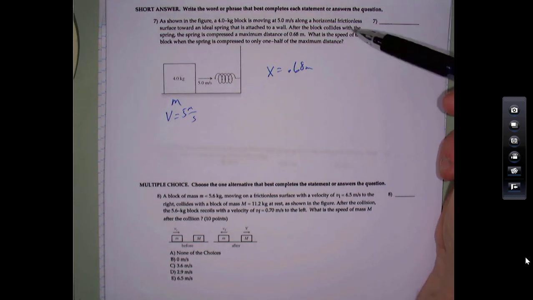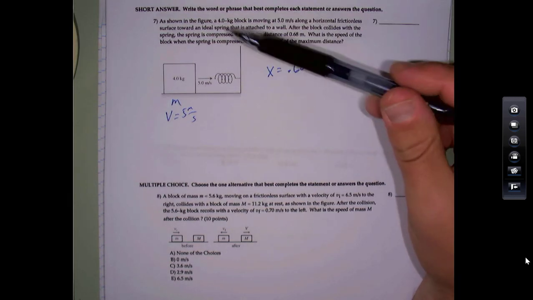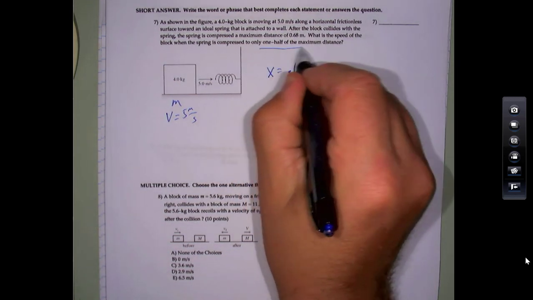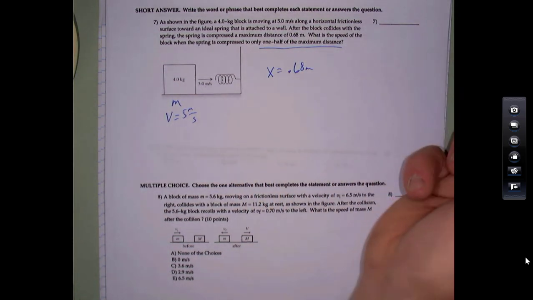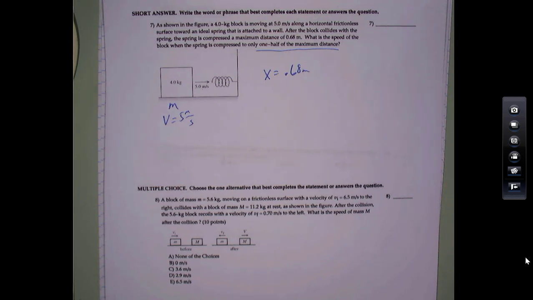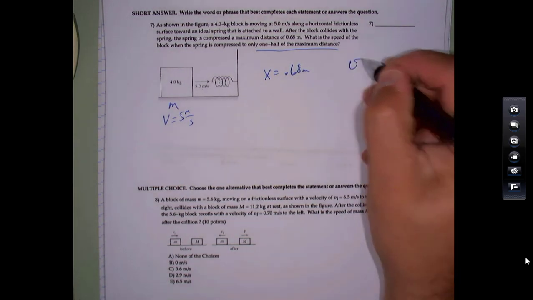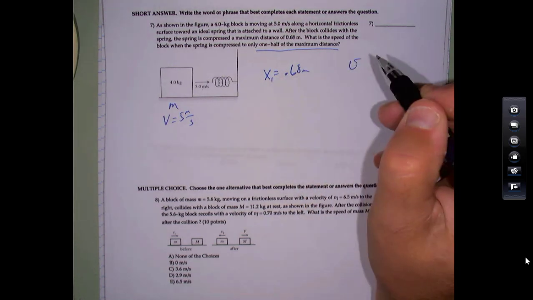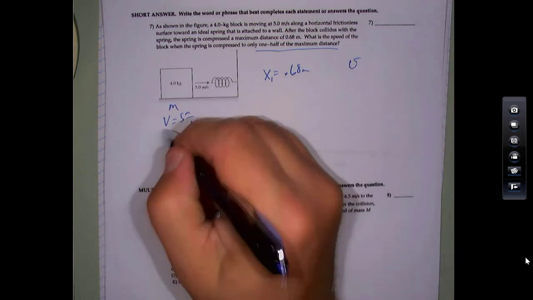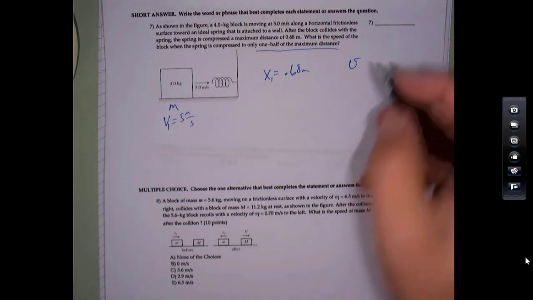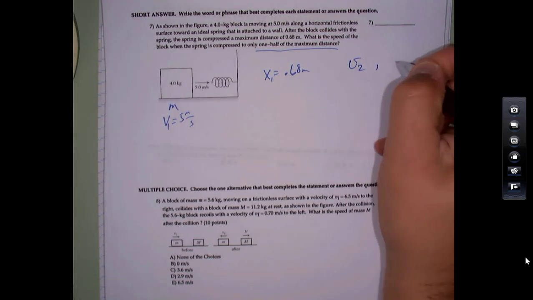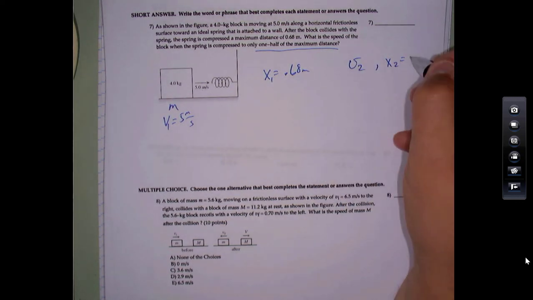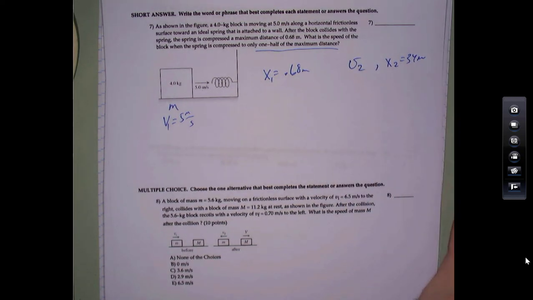What is the speed of the block when the spring is compressed by only half of the maximum distance? Okay, so what's the speed? Maybe I should call this like x1 or something like that. I'll call this one v1 just to distinguish it. What is the speed when we have x2? And x2 is half this, so 0.34 meters.